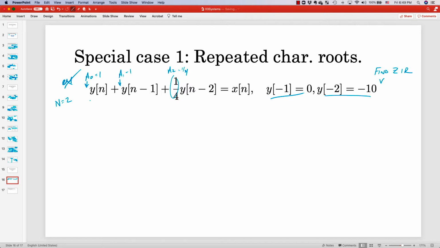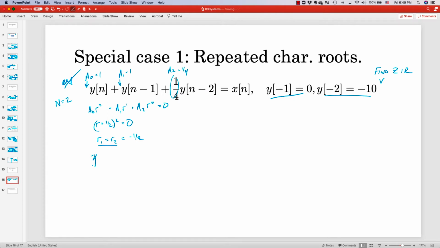A shortcut is to just write this as a0 r to the 2 plus a1 r to the 1 plus a2 r to the 0 equals 0. So in this case that factors to (r plus 1/2) quantity squared equals 0. So the two roots of this polynomial are both negative 1/2. So this is why it's a special case. We have a repeated root.